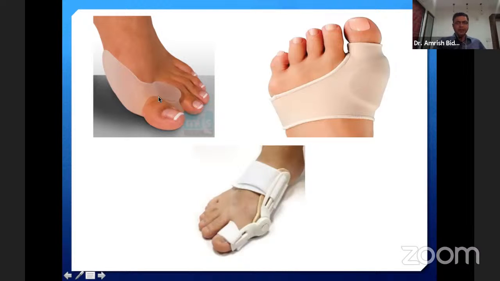And this helps. So this is called a bunion sleeve on this side. So this is very comfortable and patients love this. You can actually get this on Amazon. And it has a little bit of elasticity, so it holds this big toe in a straight position. It also has a gel pad. It is very soft and quite flexible. So patients love this. It will stretch out after like 6 to 8 months, and they'll need to get a new one, but they're very cheap and very effective in mild deformities.